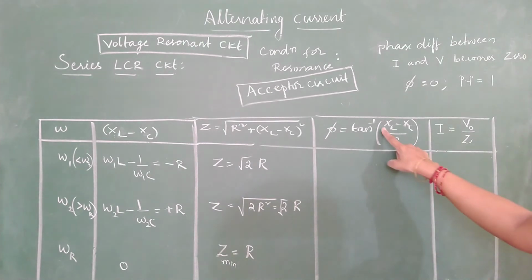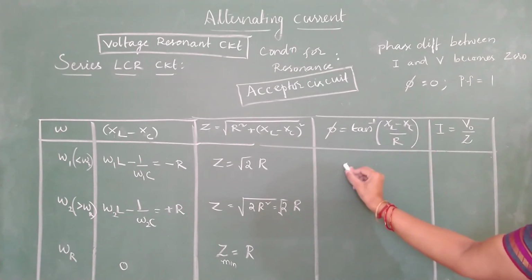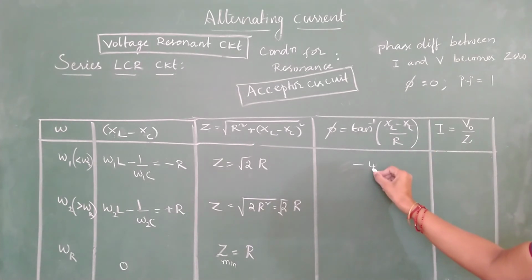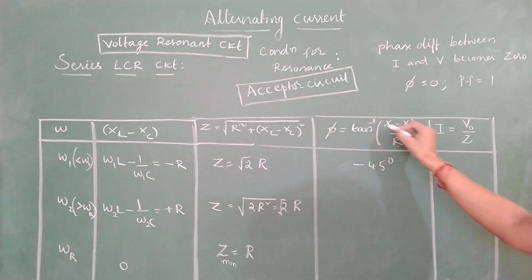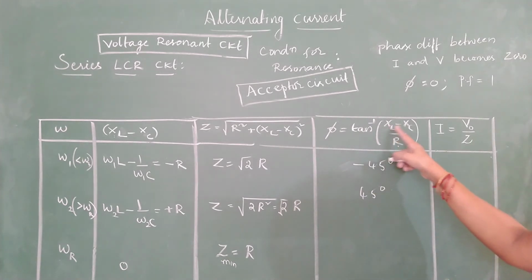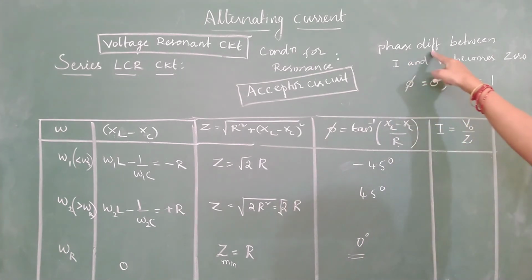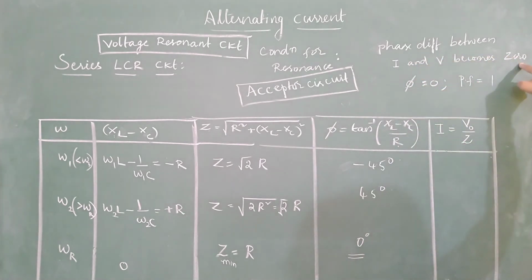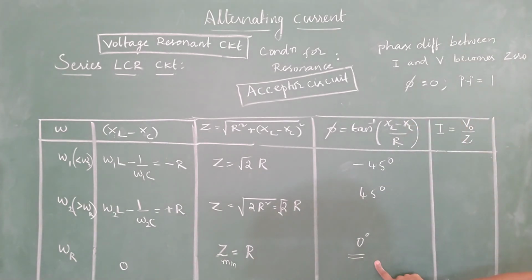Come to the phase difference. Put the values. XL minus XC is minus R, by R. Phi will be minus 45 degrees. In the next case, it is R by R, tan inverse of 1, plus 45. And at resonance, XL and XC are equal. So phase difference becomes 0. So remember this condition. When do you say the circuit is driven into resonance? If the phase difference between current and voltage becomes equal to 0, or phi has to become 0. This is called the resonating condition.